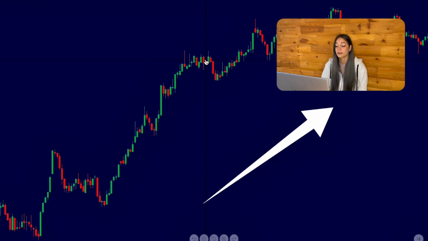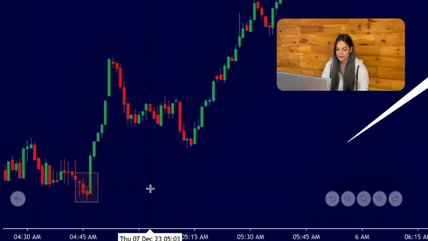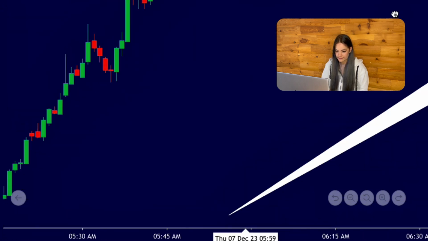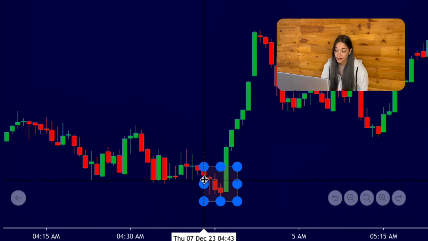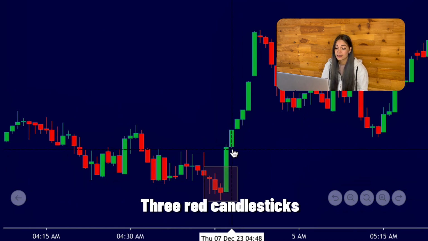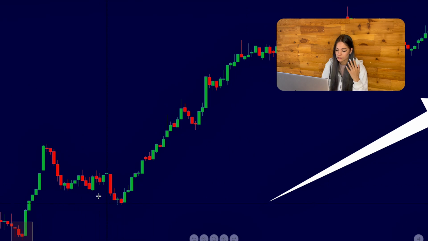The higher highs and higher lows are being updated, and now let's look closer to find the pattern. The first one is obvious right here. Let's get closer, and we have 3 red candlesticks absorbed by the green one, price going up. Next formation we see right here.